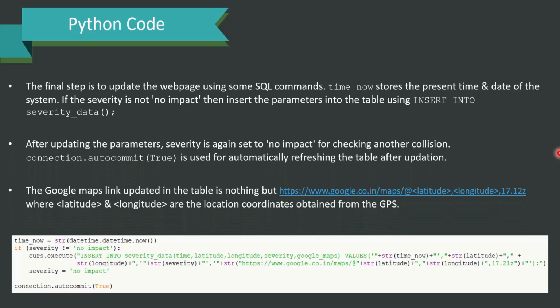Connection.autocommit of True is used for automatically refreshing the table after updating. The Google Map link is updated in the table, and it is nothing but the latitude and longitude location coordinates obtained from the GPS. You can see the same thing in the code for your easier understanding.